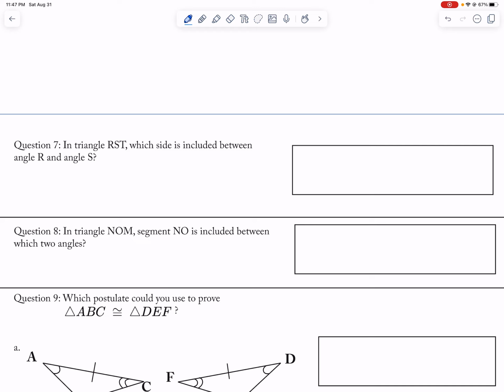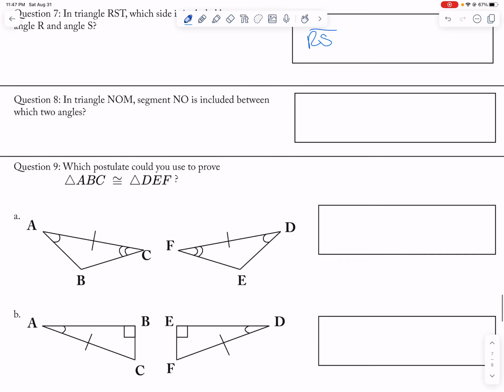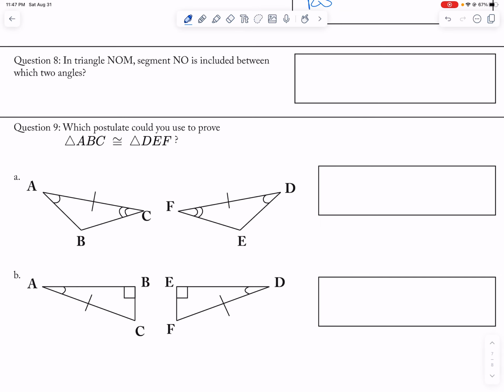Okay. So there's question 7, in triangle RST, which side should be included between angle R and angle S? That is side length RS. And then question 9. Looks like I can use angle side angle postulate here, and then here it looks like I can use angle side. And that is it for the odd number questions.